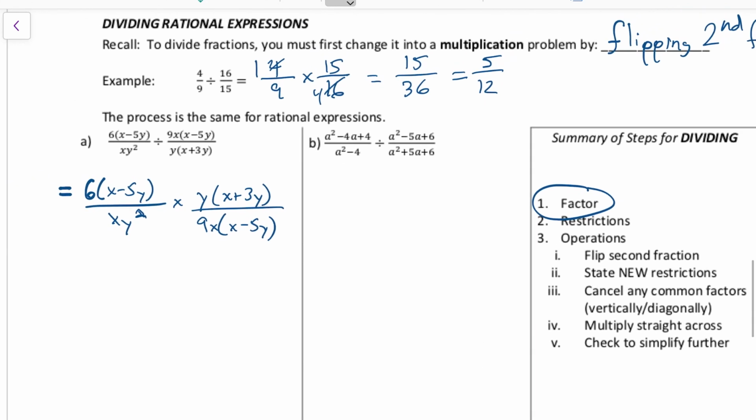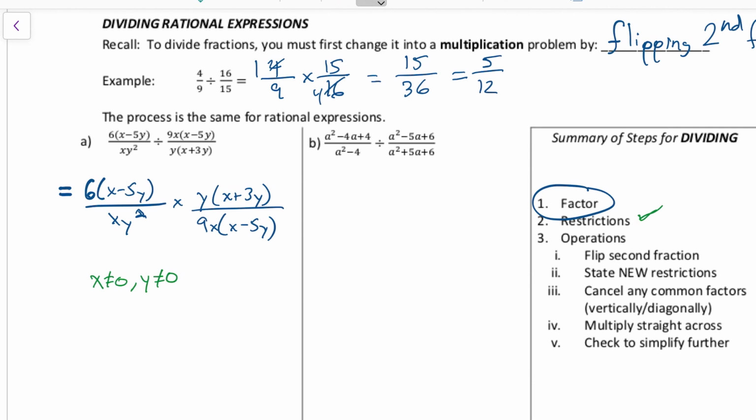And so when I look at the restrictions, and I put the restrictions as the second step here, but really you could flip it and then look at restrictions, there are going to be a lot of restrictions here. So let's just start with the first denominator. So I've got x cannot equal 0, y cannot equal 0.